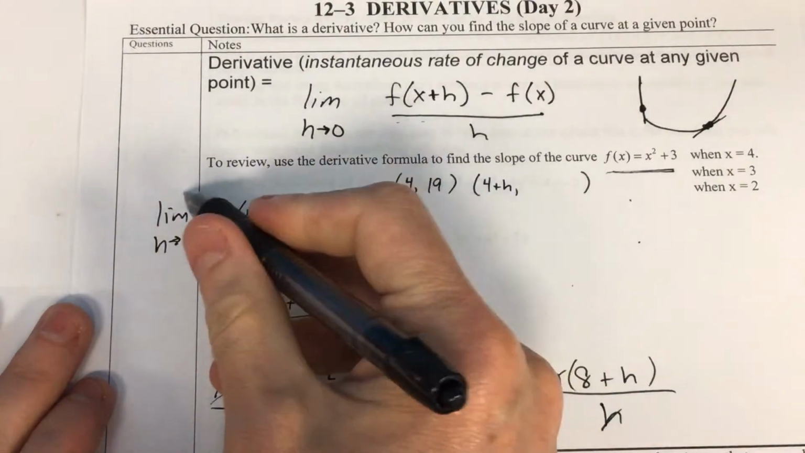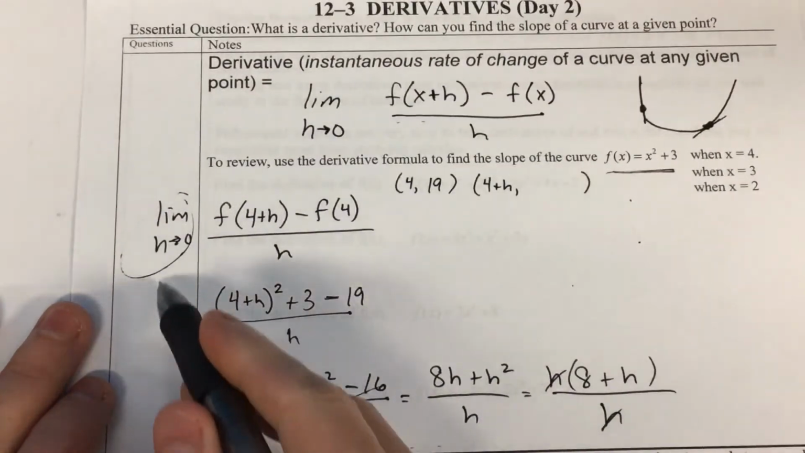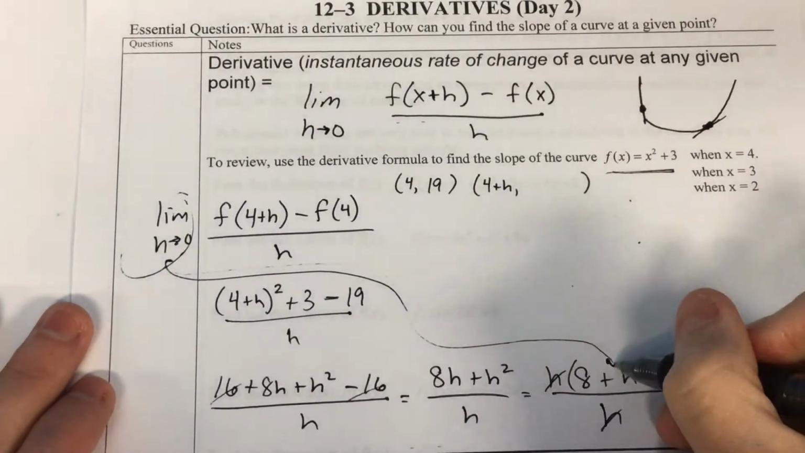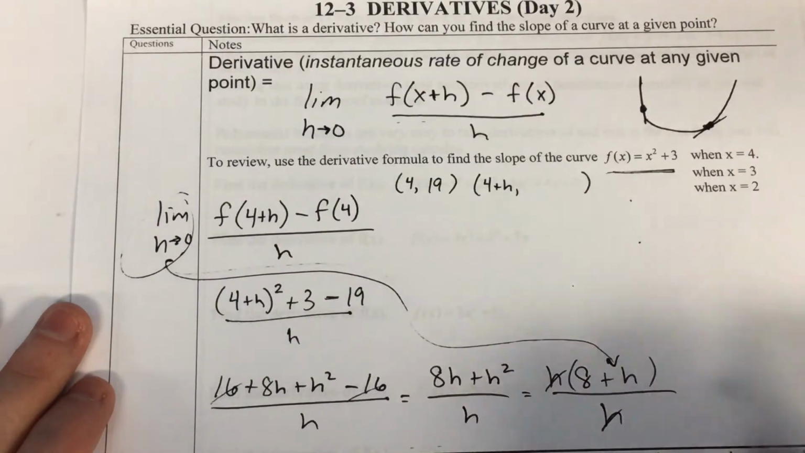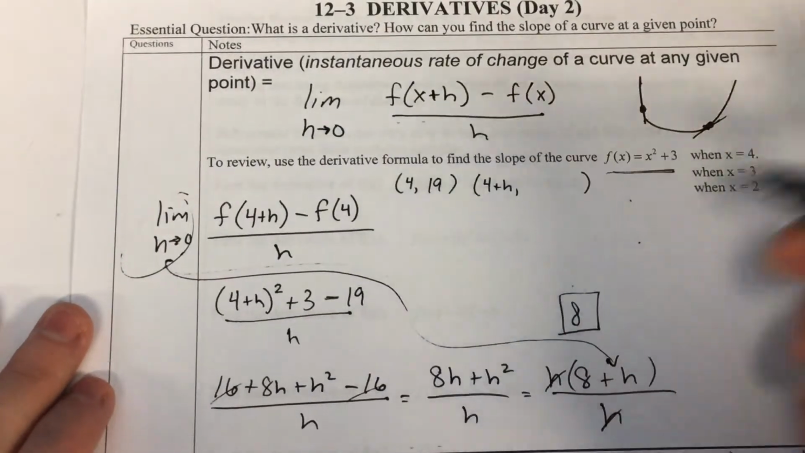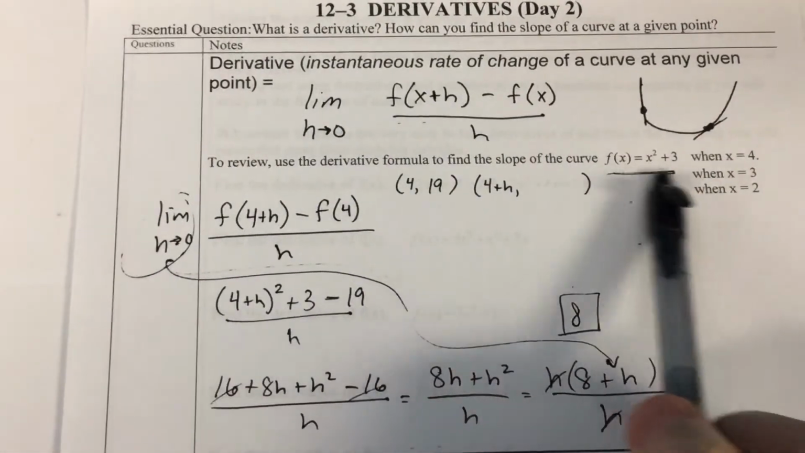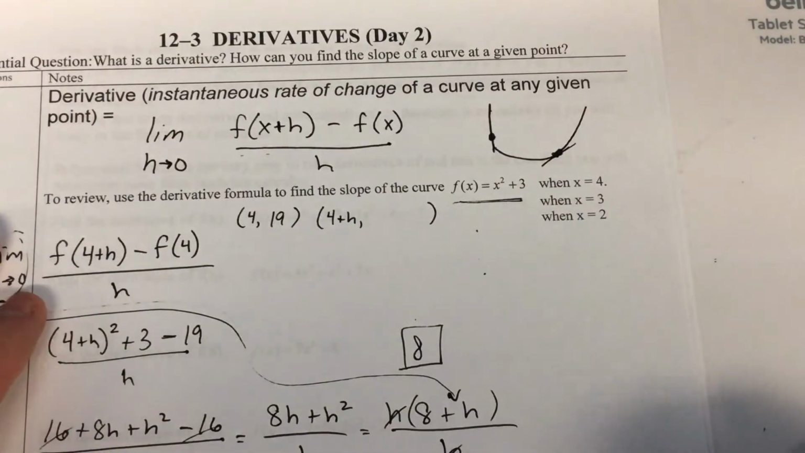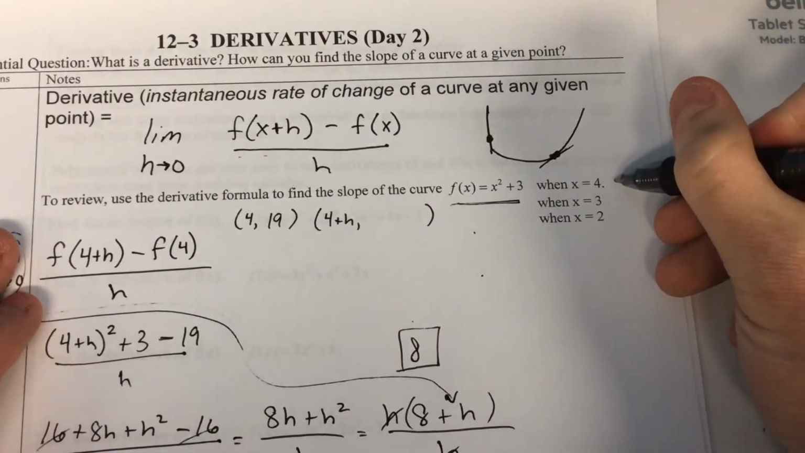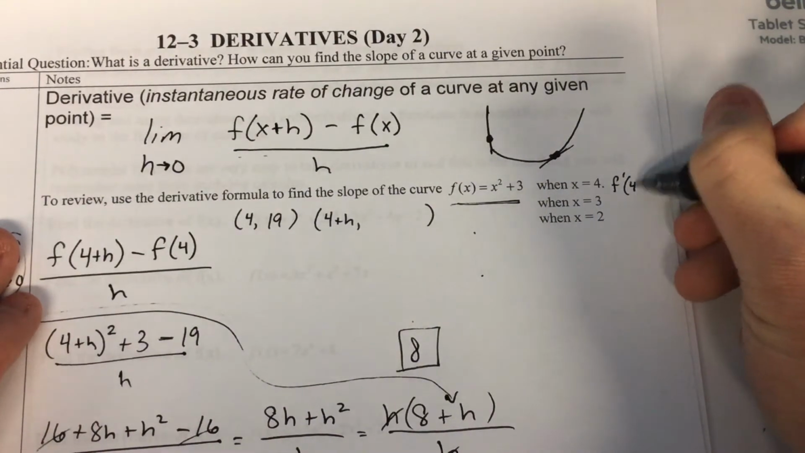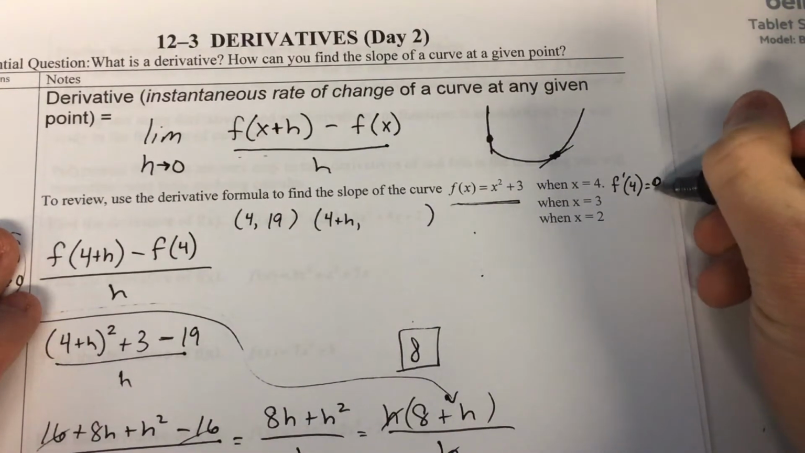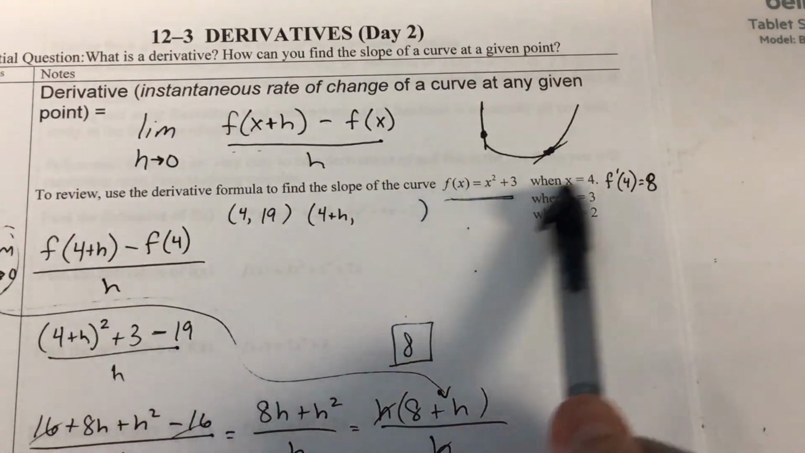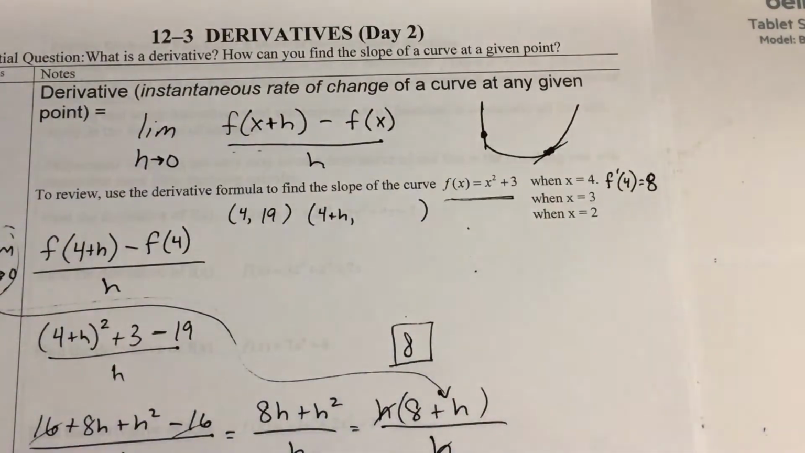And then remember, we're always trying to figure out what happens as h becomes 0 for these derivatives. So if you plug in a 0 for h right here, that's just going to turn into 8. So what that tells us is this curve has a slope of 8 when x is 4. So you could say the derivative when x is 4 is 8. So what that would say is the slope of this function when we plug in 4 is 8.